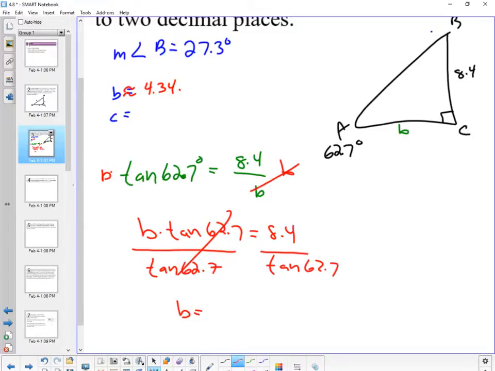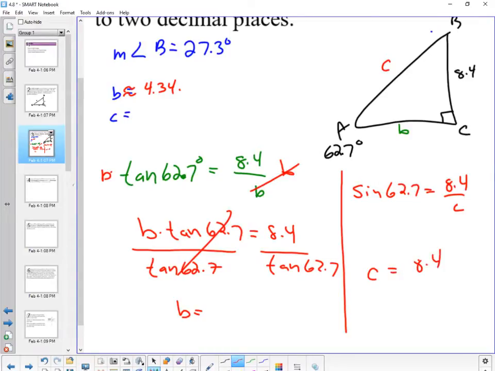So all I really have to do for this one, I have the opposite. I want little c. What uses opposite over hypotenuse? Sine. So I'll do sine 62.7 is equal to 8.4 over little c. And of course, from this math, you can already see that this is just going to end up being 8.4 over the sine of 62.7, correct? So 8.4 divided by sine 62.7. Someone want to volunteer?